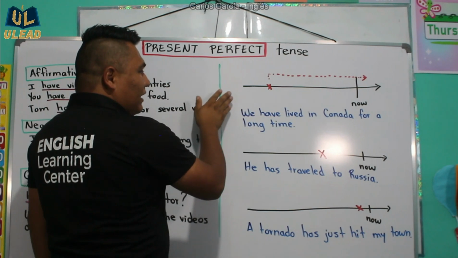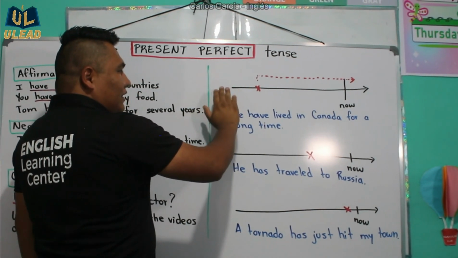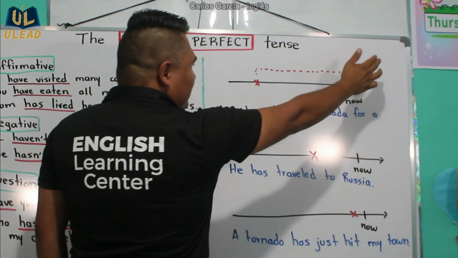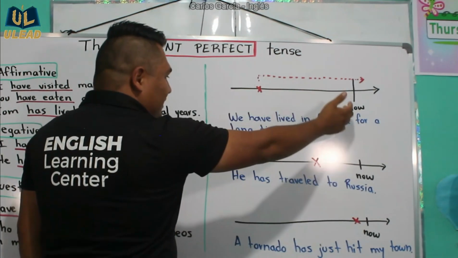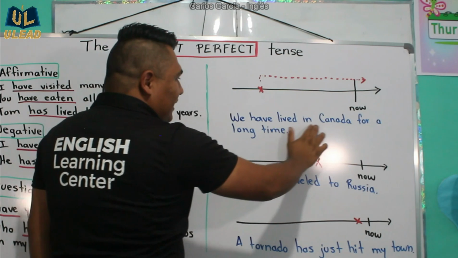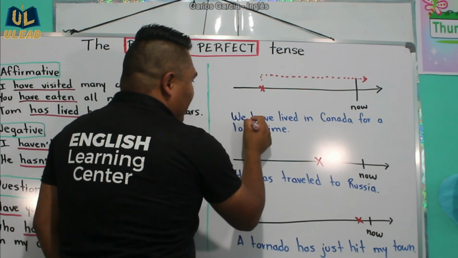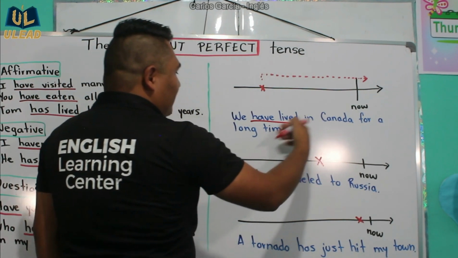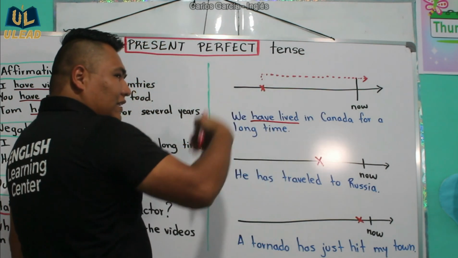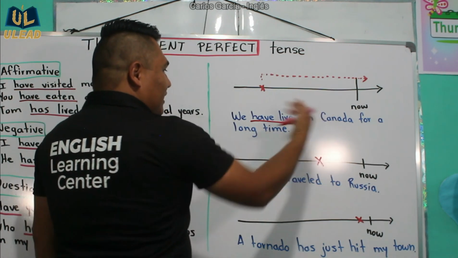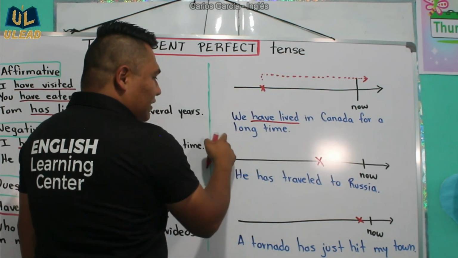okay? To talk about something that started in the past and continues up to the present now. Okay, so I have an example here. We have lived in Canada for a long time. We started living in Canada at some point in the past. We're still living in Canada. Okay, so this is the first one.